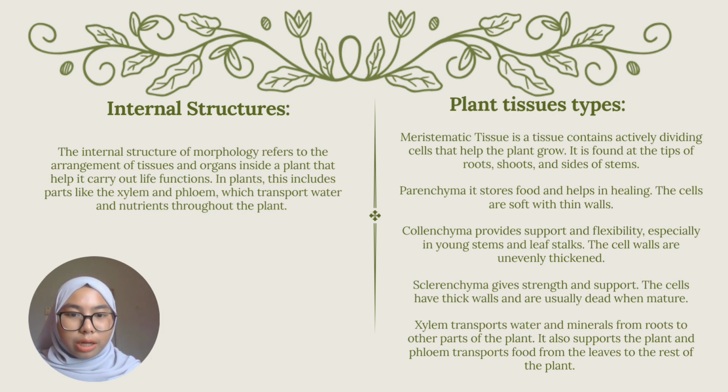Next, we have plant tissue types. We have five. The first one is meristematic tissue. This is a tissue that contains actively dividing cells that help the plant grow. Parenchyma stores food and helps in healing. Collenchyma provides support and flexibility, especially in young stems and leaf stalks. Sclerenchyma gives strength and support. Xylem transports water and minerals from the root to other parts. Lastly, phloem transports food from the leaf.